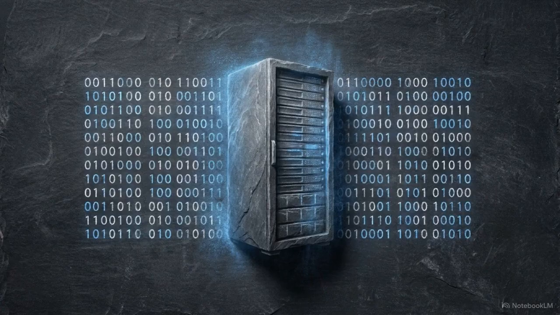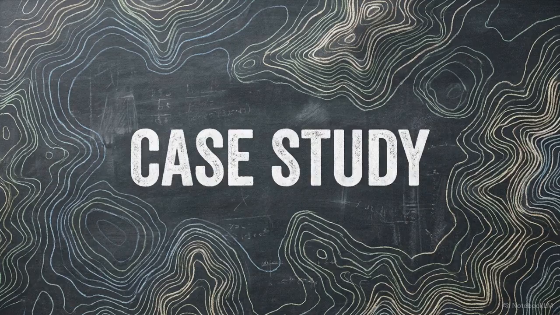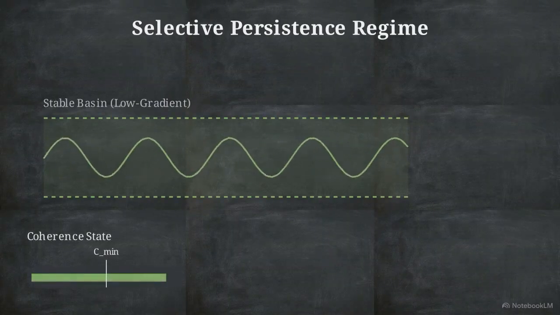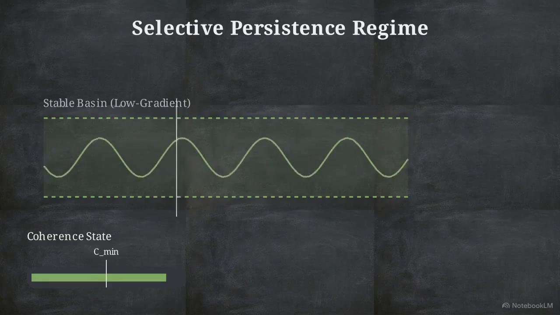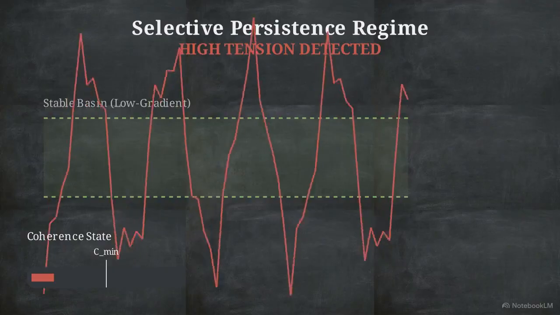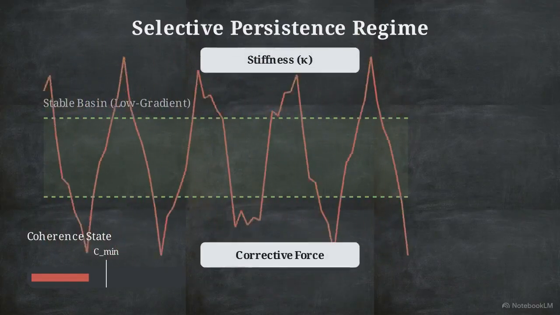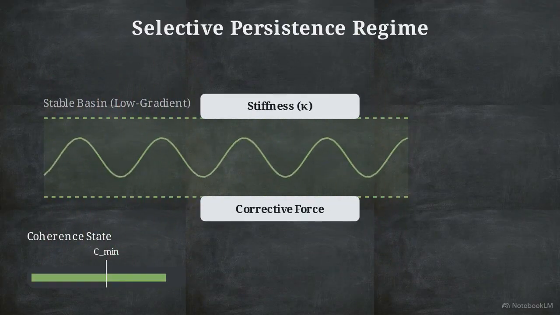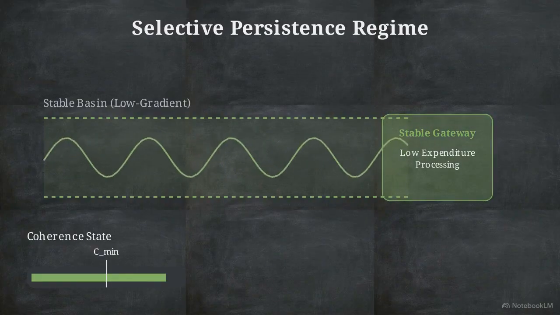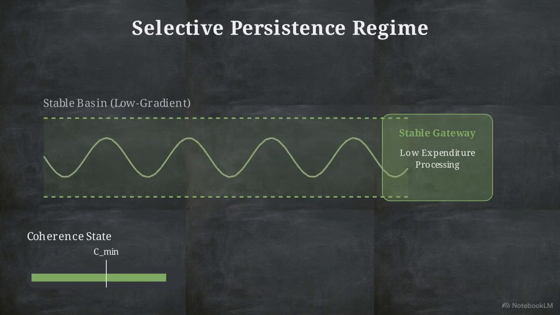We can even see this applied computationally. The Franke V5 to V7 models serve as an engineered proof of concept for GEM, treating conversational states as phase fields. These models implement a selective persistence regime. The architecture continuously measures the coherence of the current state. When the system detects a high-tension, unstable state, it triggers costly, high-stiffness corrective processing, mathematically forcing the state back into a stable basin. Conversely, stable, high-coherent states are handled with low-expenditure processing.